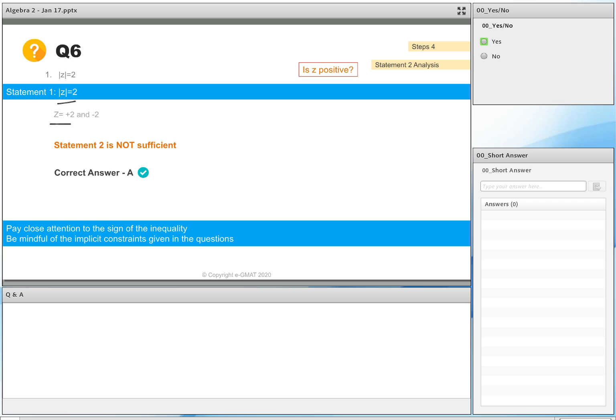One is z is equal to +2. The other is z is equal to -2. What was the range that we had previously? It was from -5 to +5. So from -5 to +5, is there a +2? Yes, there is, so z can be a positive number. Is there a -2? Yes, there is. So z can also be negative. Since z can be both negative and positive, we cannot answer the question from this statement.